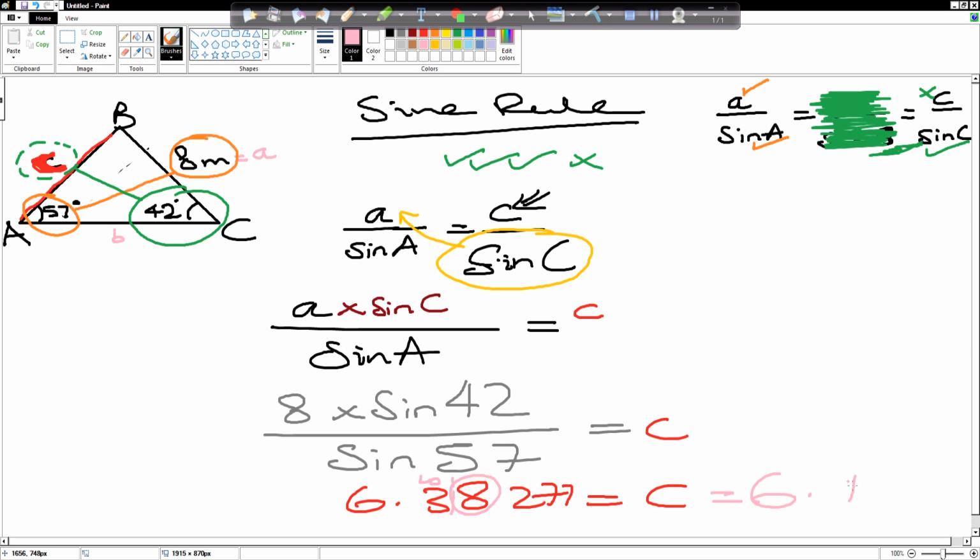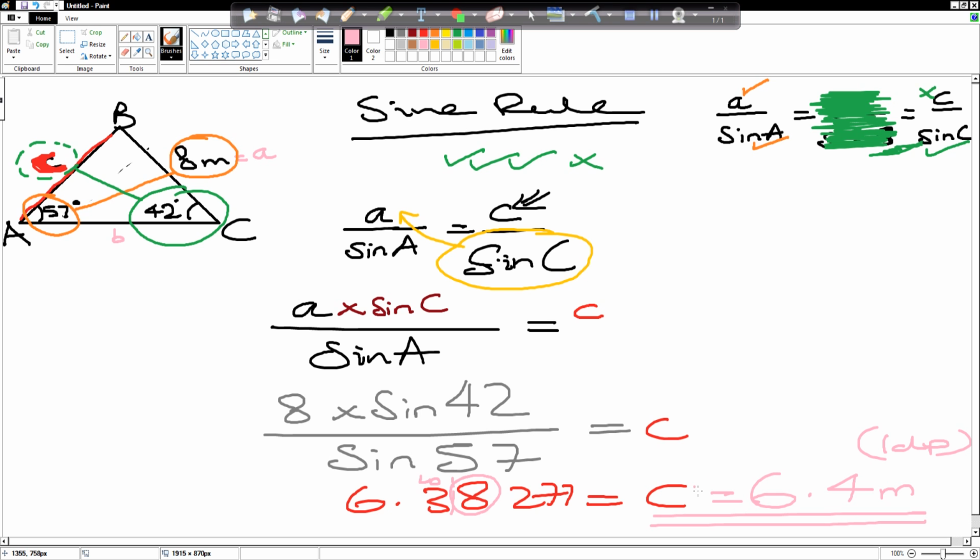So 6.4 what? 6.4 meters. And that's the distance C to one decimal place. I'm running out of space at the bottom, so I'll put it over there. So that's our answer for that particular question, as a quick revision of last week's lesson.